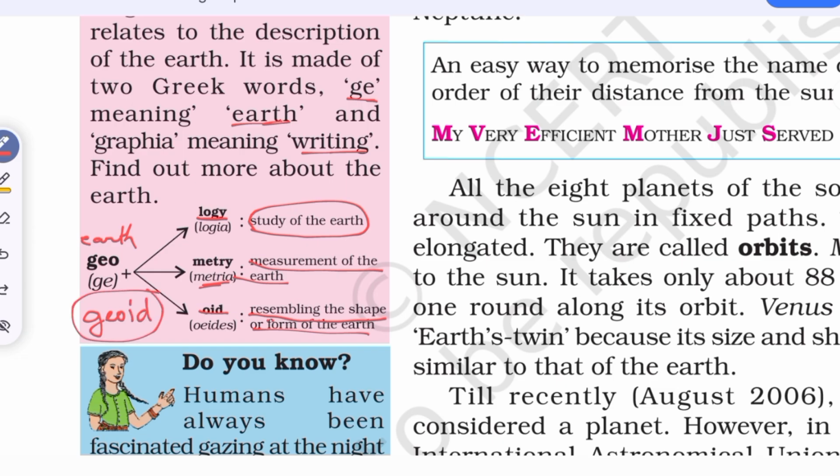Geoid means it is curved, not a complete circle or sphere. It's like this shape. This is known as geoid shape. It is like an orange shape. We know an orange is known as geoid shape.